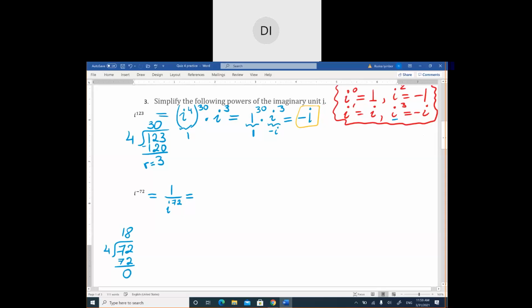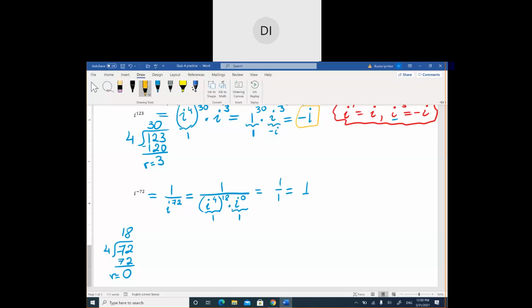Now, if the remainder is 0, that means my answer is going to be 1, right? But I need to show the work. And because also it's in the denominator, you have to be careful. You have to show your work. So it's going to be 1 over i to the 4th, and then to the 18 times i to the 0. Now this is 1, and this is also 1. So I'm going to get 1 over 1, and my final answer is 1. Okay? Any questions?